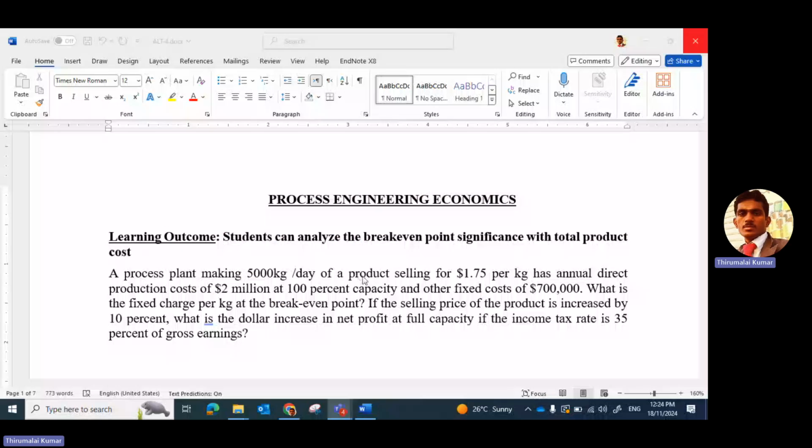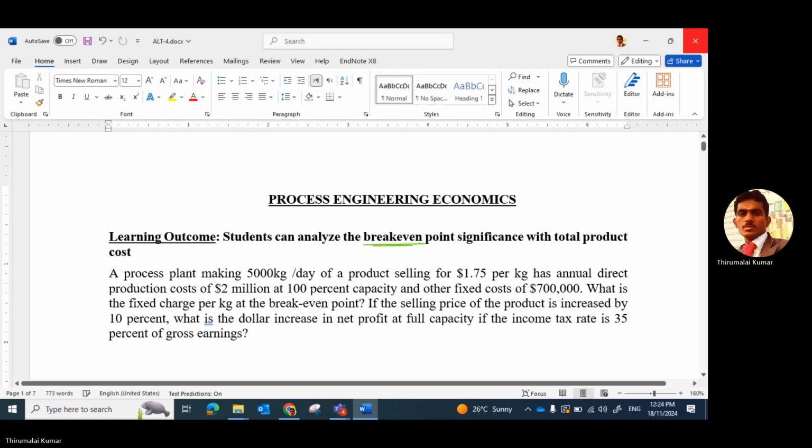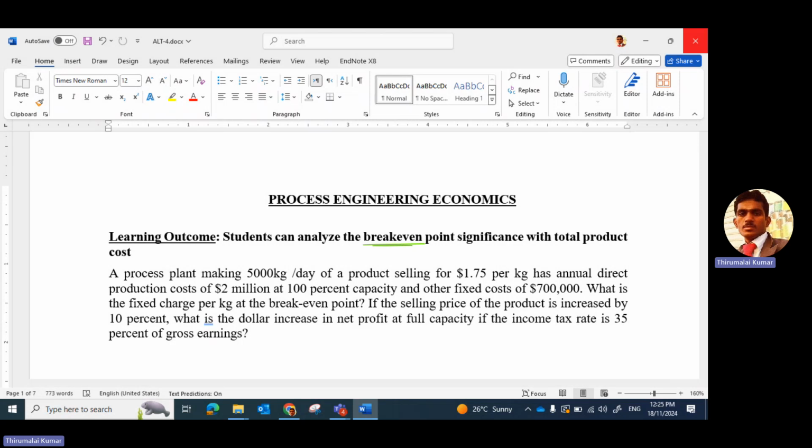Break-even point problems. The learning outcome of this problem: students can analyze the break-even point and its significance along with the total product cost. Before we discuss the topic, what is the significance of break-even point in the industry?